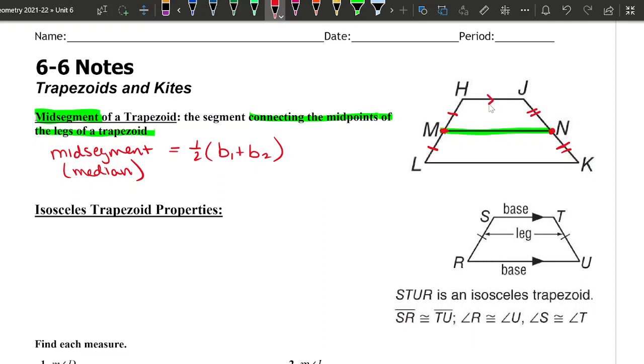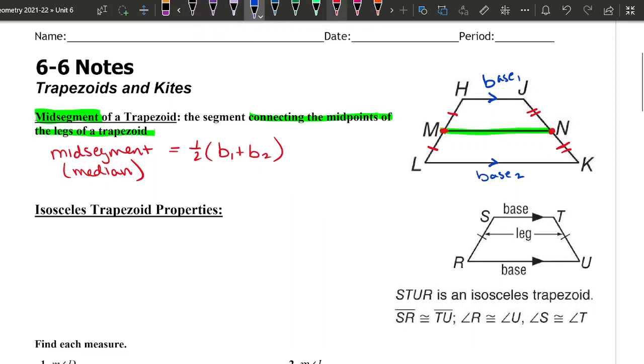So the top here, there's the parallel pieces. It doesn't matter which one you call base 1 and base 2, but I'm going to call this base 1, and I'll call this base 2. Sometimes it's the top and bottom, but if the trapezoid is rotated, then it's not necessarily the top and the bottom. So it's the average of the bases. You add them together and divide by 2.